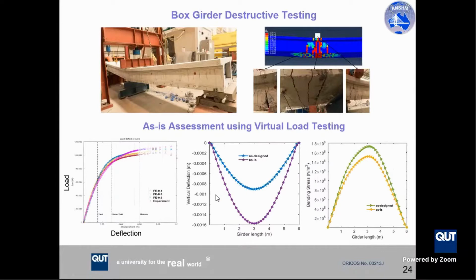As you can see in this graph, the left graph, the load deflection diagram of the finite element models matches very well with experimental results. This virtual testing approach can be used to estimate the vertical deflections as well as the bending stress at different conditions, at different health states of the structures, such as the as-designed condition and as-is condition.